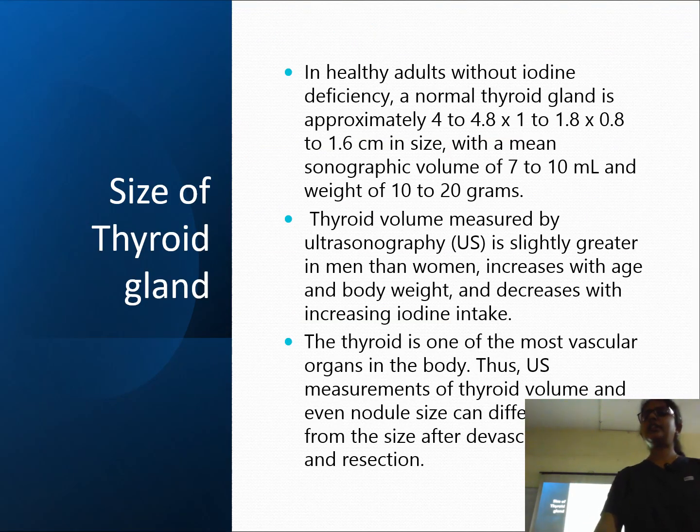In general, in healthy adults, the thyroid gland is approximately 4 to 4.8 by 1 to 1.8 by 0.8 to 1.6 centimeters without iodine deficiency, with a mean sonographic volume of 7 to 10 ml and weight of 10 to 20 grams. Thyroid volume is measured by ultrasonography and it is slightly greater in men than women. It also increases with age and body weight, and it decreases with increasing iodine intake.